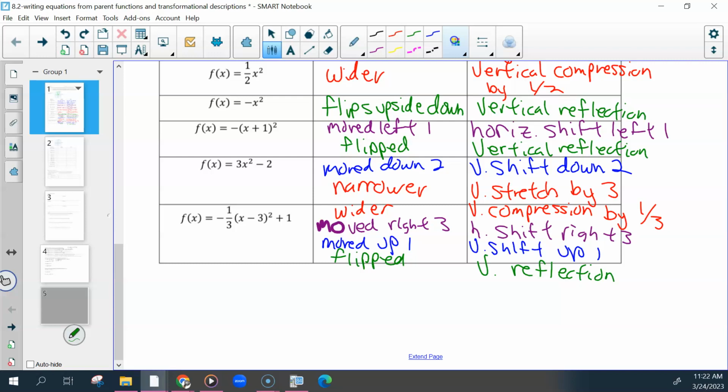What questions do we have so far? Once you have written all those down, we're going to do the same thing but with a different function on the back.